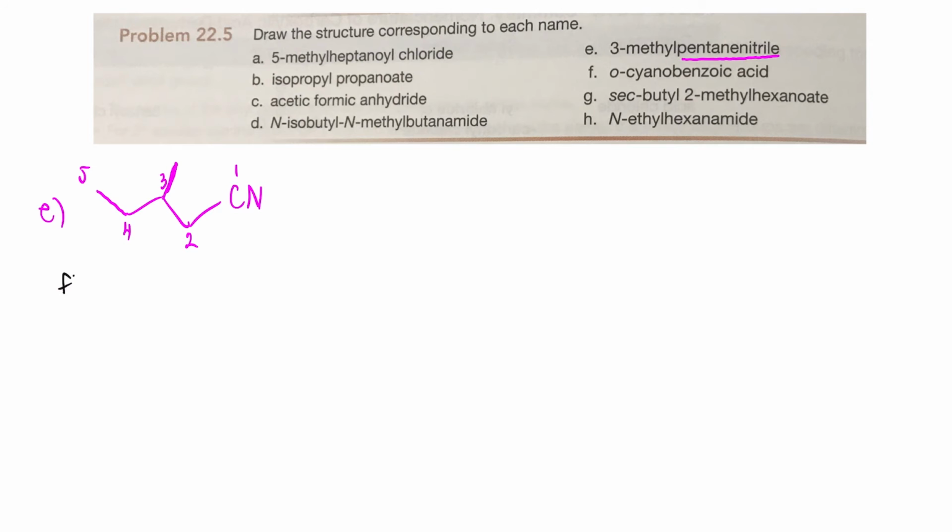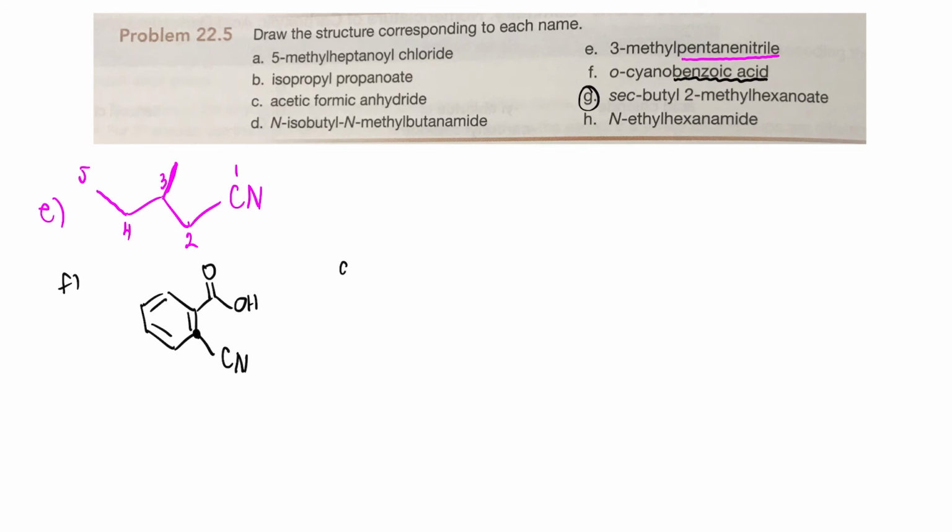In F, we have benzoic acid, so we can kind of always build it by reading the name backwards. So benzoic acid looks like this. And we have an ortho-substituted guy, and we want a cyano group. So a cyano is CN. We can draw it in as a line drawing or just draw CN. Okay.